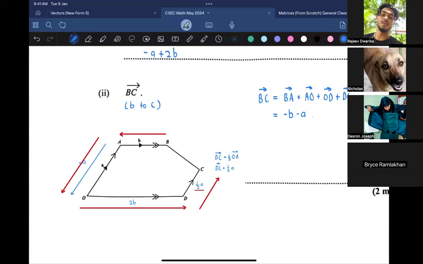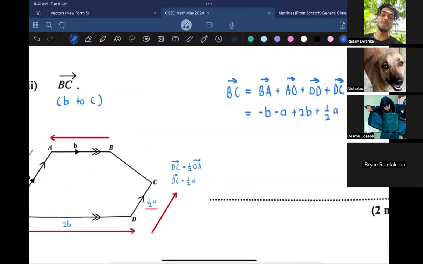Negative 2B. Why is it negative 2B? We're going from O to D. Oh no, no. Are we going in the direction of 2B? Yeah. Right, so we have plus 2B. And then we have plus a half A. That's what we're talking about.